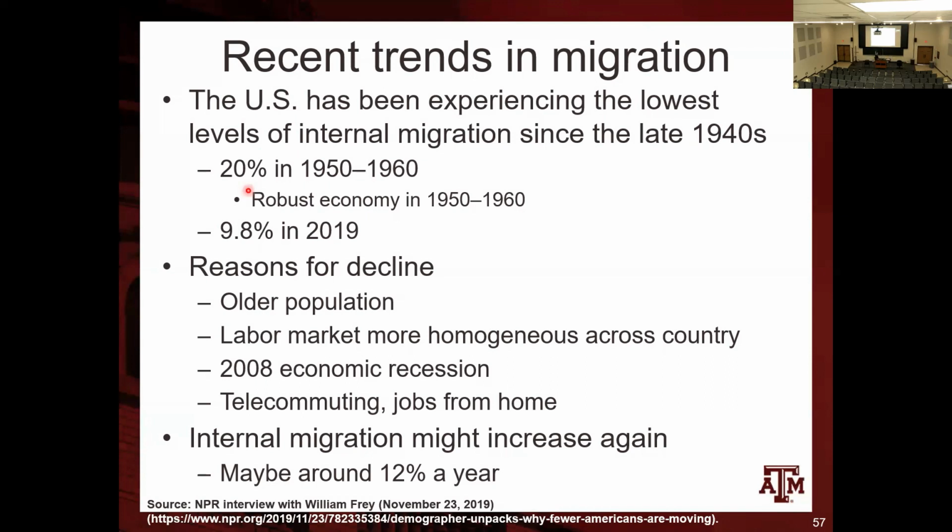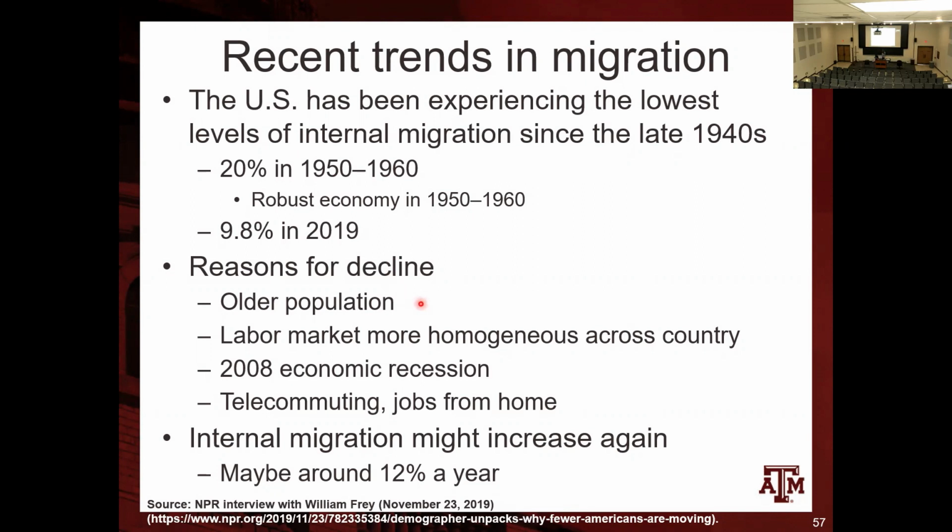And he says that the major reason for that is that the US had a really robust economy, a lot of economic growth going on in the country. So people saw opportunities to improve their lives somewhere else. So they would migrate a lot, 20% of the people. But then, according to data from the American Community Survey in 2019, less than 10% of Americans moved within the US between 2018 and 19. And then he started to speculate about reasons for the decline.